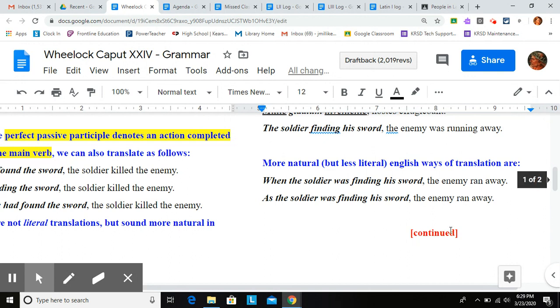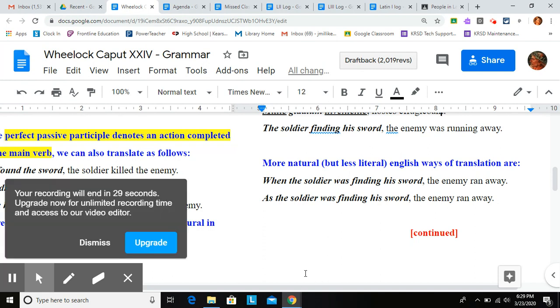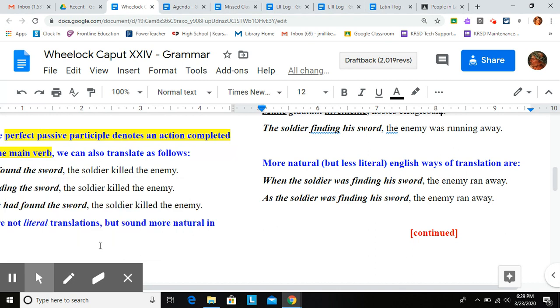But the idea, again, is that this phrase is just telling us something about the action of the sentence. It's telling us when it happened or under what circumstances it happened. So all we have to do, again, is take a participle phrase, whether it's a present participle or perfect passive. You can actually do it with future participles too if you want. Put it in the ablative case, and you've got yourself an adverb.